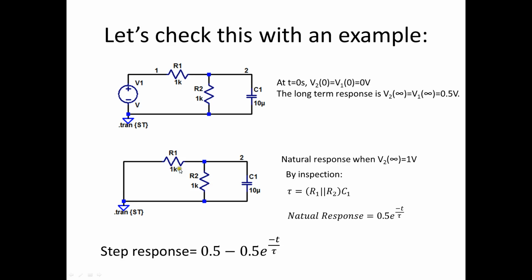That tau, if you notice, R1 and R2 are in parallel now, and that tau, rather than being R1C1 as in previous examples, is the parallel combination of these. So the natural response is 0.5 e to the minus t over tau, remembering that it's a 1 volt voltage divider. So our step response is 0.5 minus 0.5 e to the minus t divided by tau. And so, yes, for these first order circuits, if you take the long-term step response and subtract the natural response, you get the full step response.